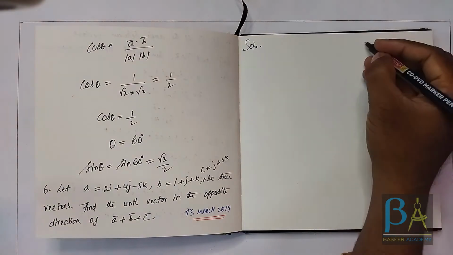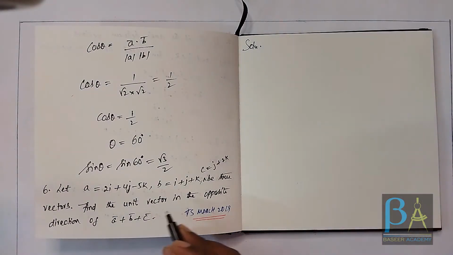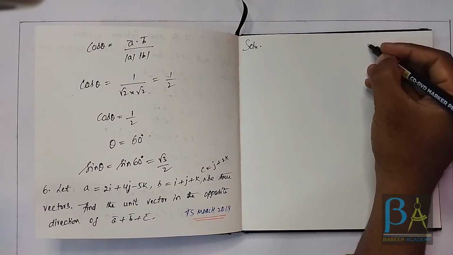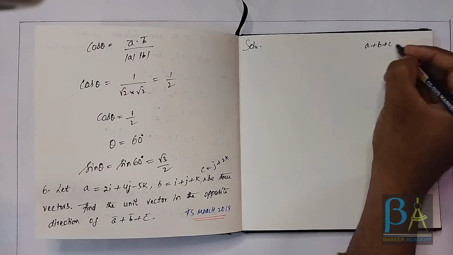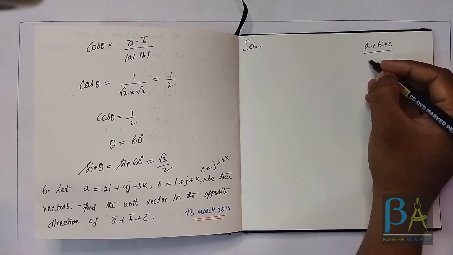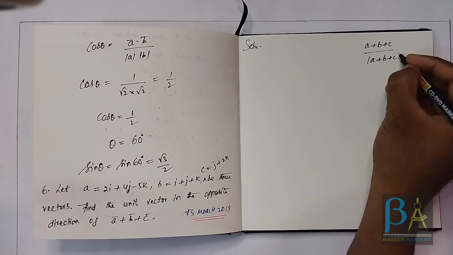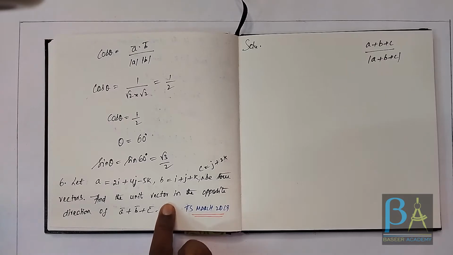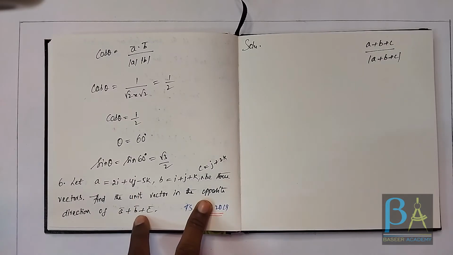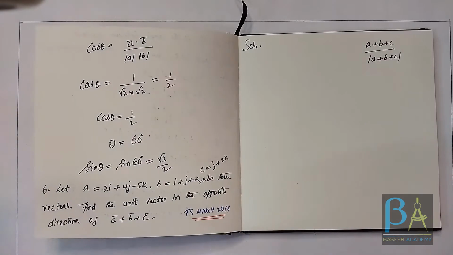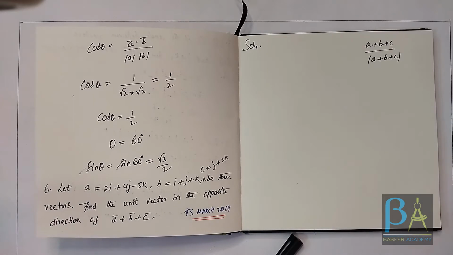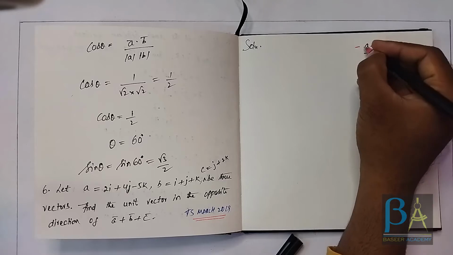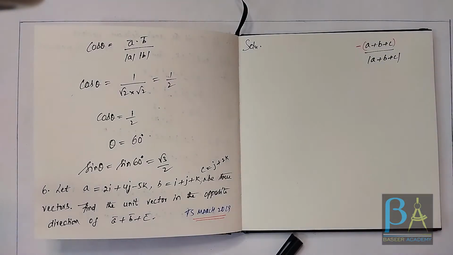Unit vector in the opposite direction of A plus B plus C. The unit vector in the direction of A plus B plus C is going to be A plus B plus C by modulus of A plus B plus C. But here they are asking us to find the unit vector in the opposite direction of A plus B plus C. For opposite direction, you just need to write a negative sign here. The negative sign is for the opposite direction.